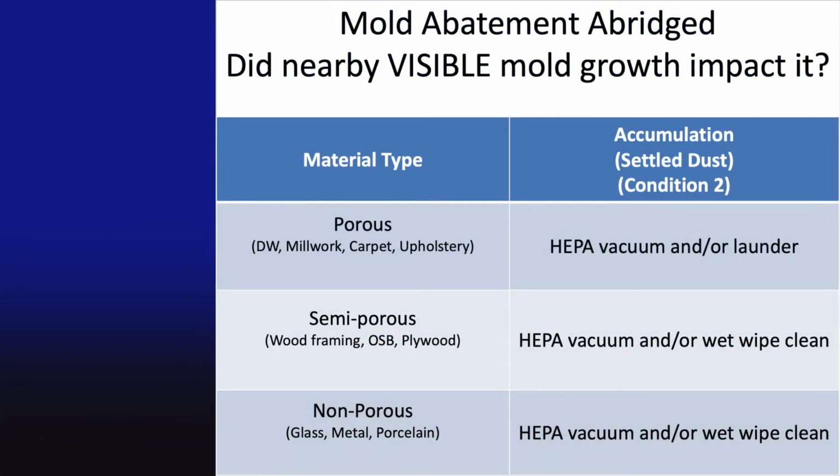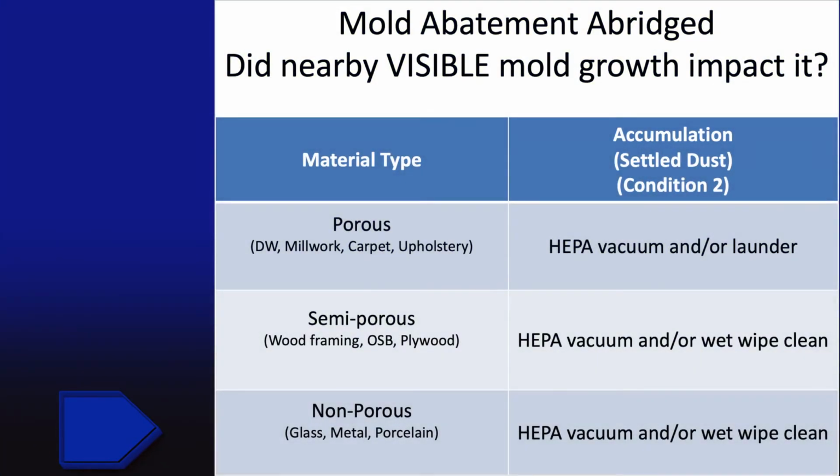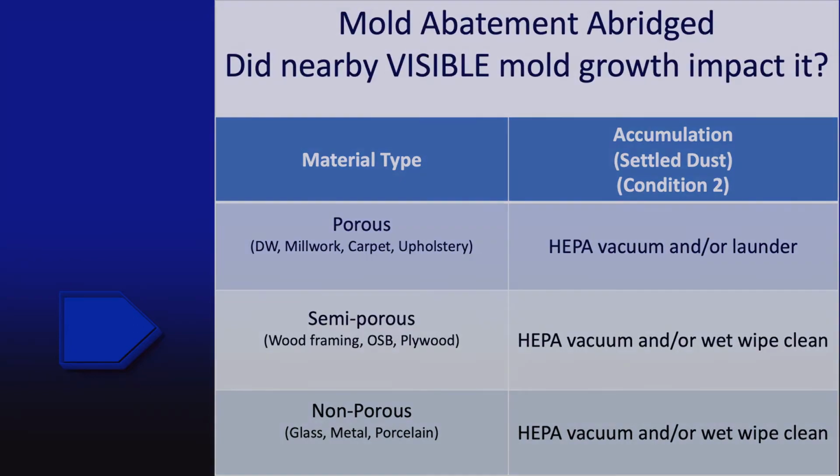If you have an item that doesn't have visible mold growth on it, but it has an abundance of mold spores because visible mold growth was happening nearby, you would break those products down into 3 categories: porous, non-porous, and semi-porous. Porous materials, like this book, can be HEPA vacuumed or wet wiped if there was an abundance of settled spores. Non-porous products, like metal, glass, porcelain, plastic, can be wet wiped or HEPA vacuumed as well. And semi-porous products like wood, structural members, can be HEPA vacuumed or wet wiped as well. There are some products that are not compatible with HEPA vacuuming and wet wiping. Those might be things like paintings.